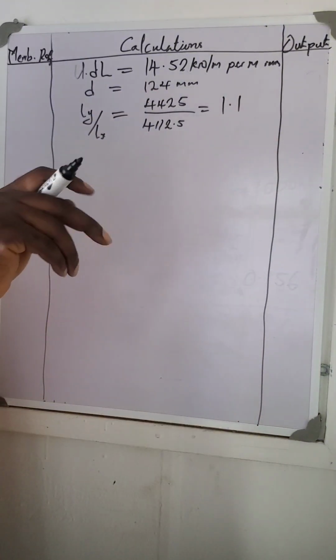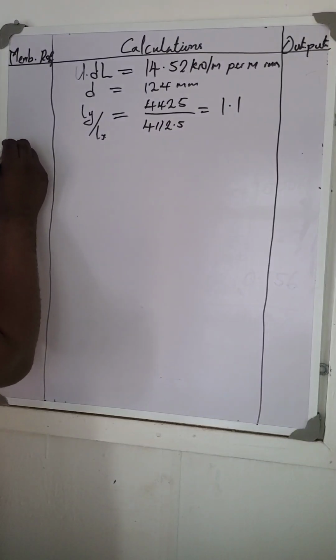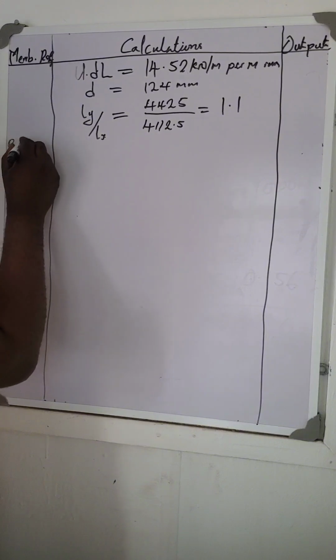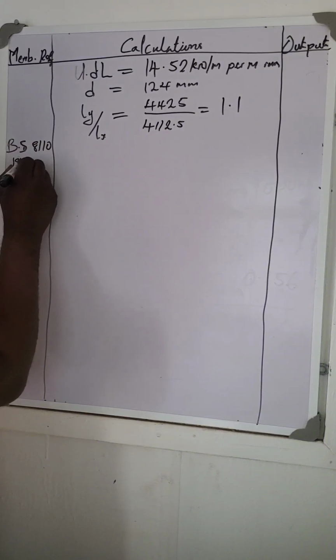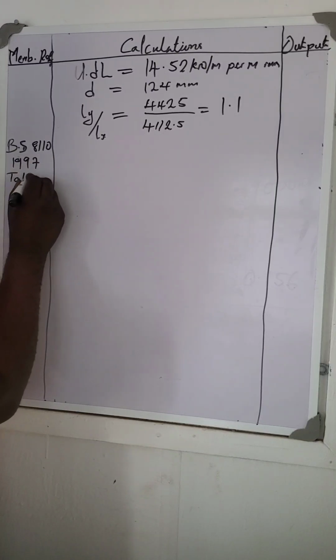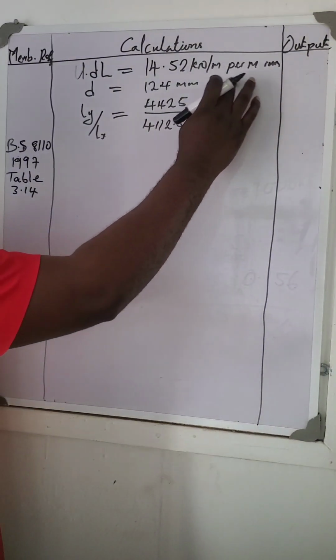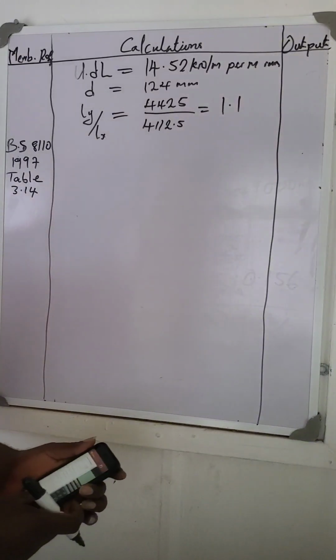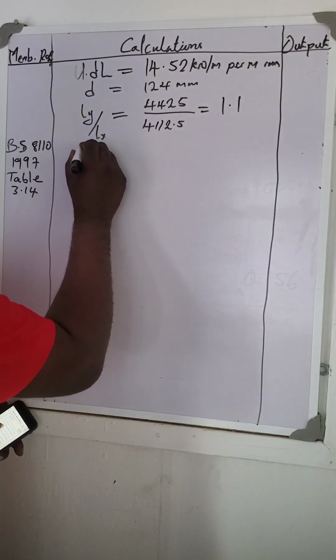So if you go to that particular table, you can write here BS 8110, 1997, table 3.14. Table 3.14 will take you, we'll go to that table, then we'll obtain our bending moment coefficient.